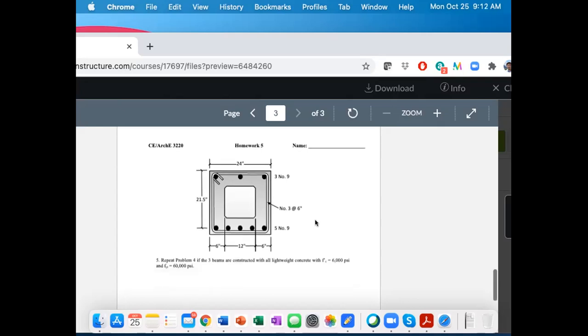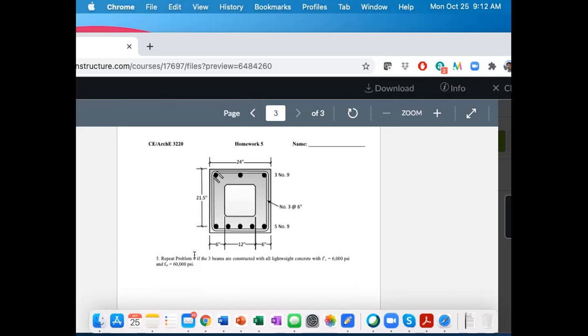Okay, so last one. Repeat problem four. If the three beams are considered with lightweight concrete, and f'c is 6000 and fy is 60 ksi, what is going on here? Lightweight? Changes where? Changes what? Lambda, right? Lambda becomes what? 0.75. There you go. That's it, right?